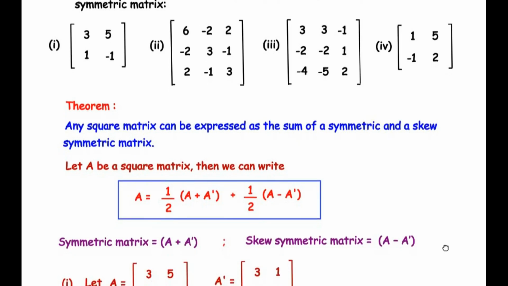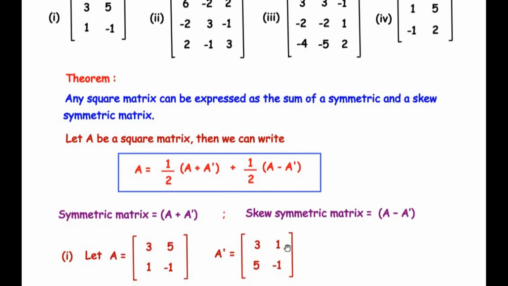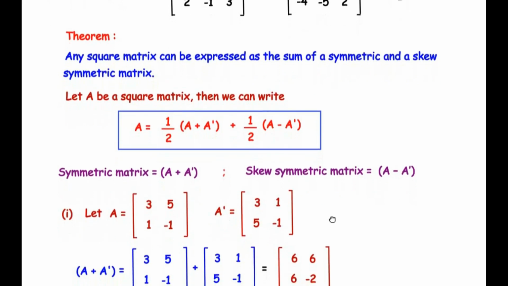So here we have taken the first matrix and considered it as A. So let A be equal to 3, 5, 1 and minus 1. Now since we need the A transpose in the formula, we have found A transpose by changing the columns of A into rows. That is, first column changes to first row and second column changes to second row. Now once we have got A transpose, let us focus on the first part of the formula, that is A plus A transpose. So here we have written A plus A transpose.